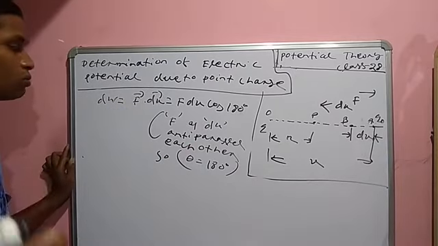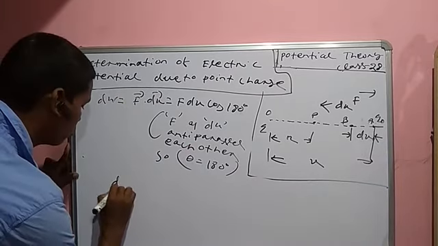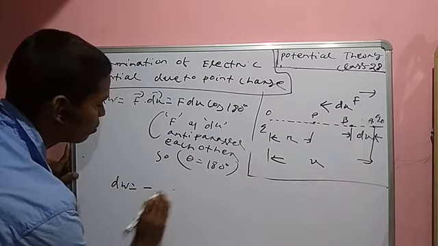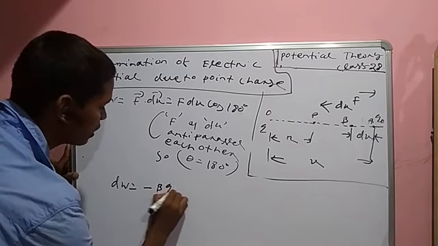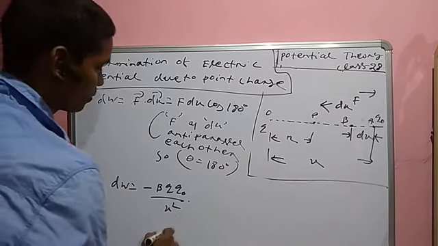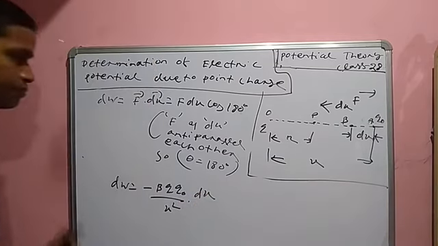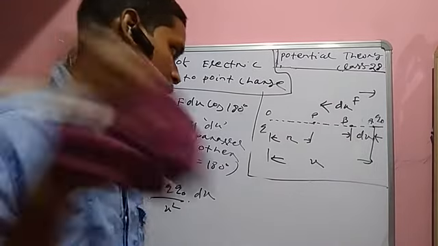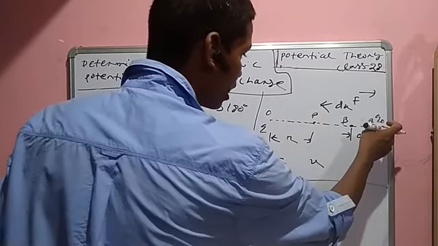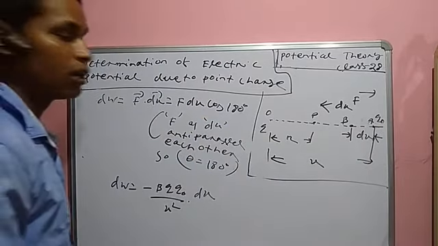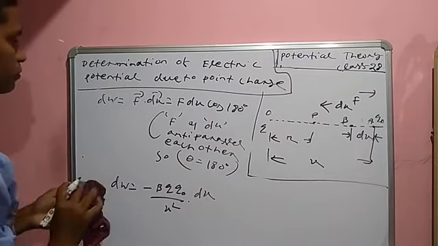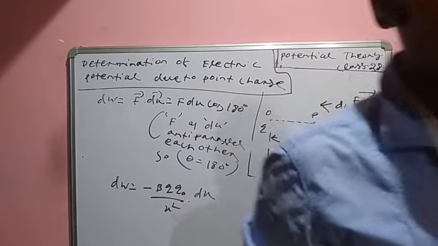So dW is equal to minus F dx. F is equal to k Q0 by x square, into dx. But the work done required is from A to P. So you can write down up to this point.